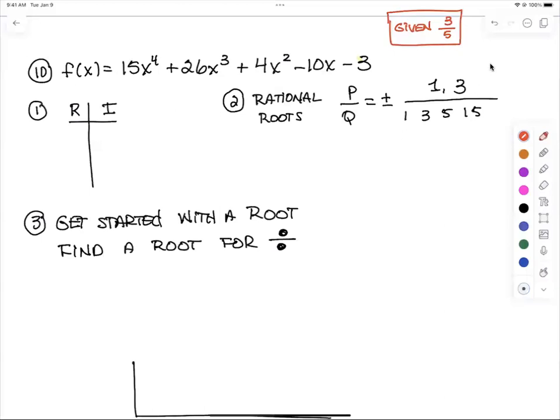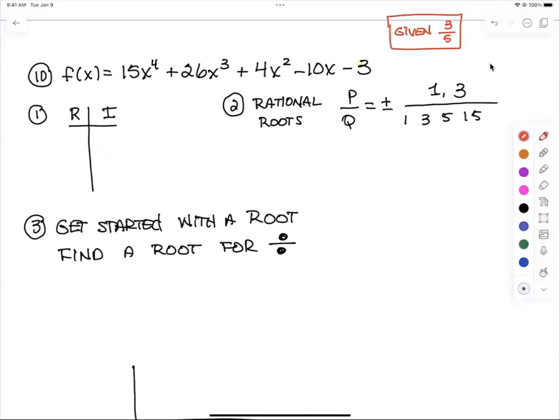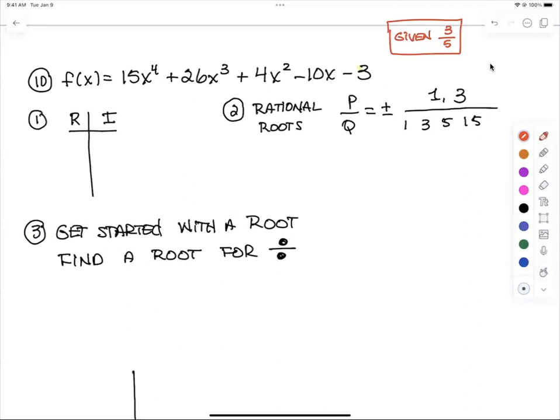Okay, this video is going to walk through number 10, which is the last problem in your notes. So let's look at this. It's a degree 4, and in this particular problem, you are given a root to start with. You're given 3/5, but I still want to walk through every single step so that you know what you're responsible for with each of these problems.